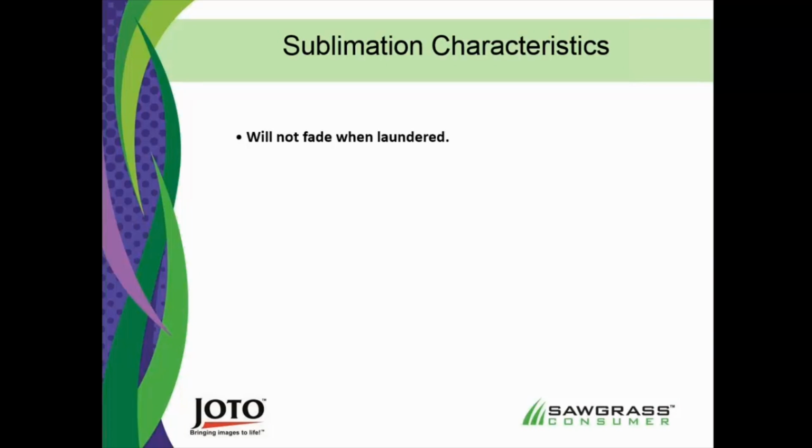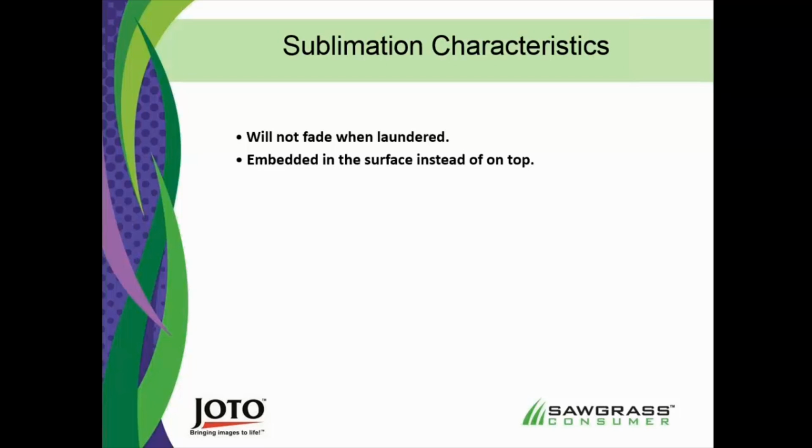Key sublimation characteristics: it will not fade when laundered. Okay, it will not fade, crack, or peel when we put it on apparel and then we go and wash and dry the apparel. That's pretty huge, because a lot of other inks will. It's embedded in the surface instead of on top. And that's why it doesn't crack or peel when it runs through the washing machine and dryer, or when someone wears it over and over again.